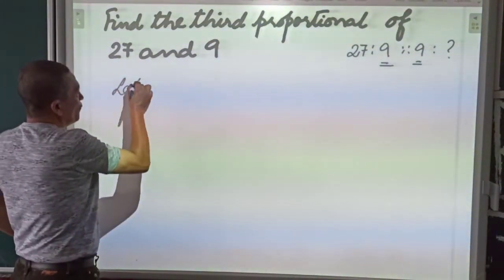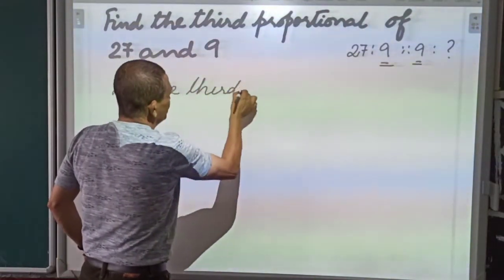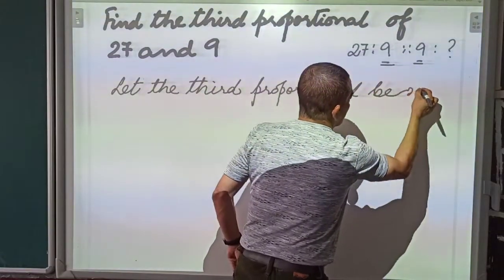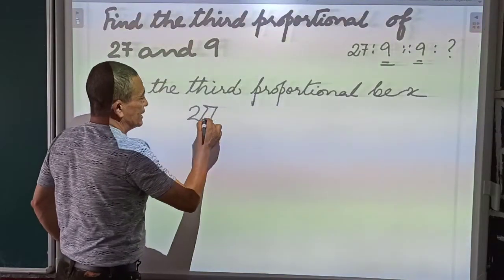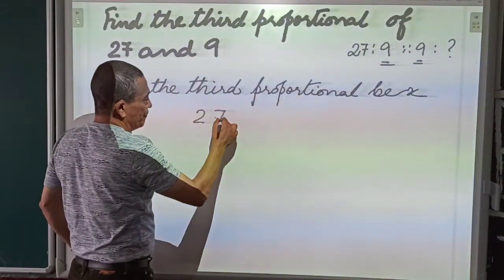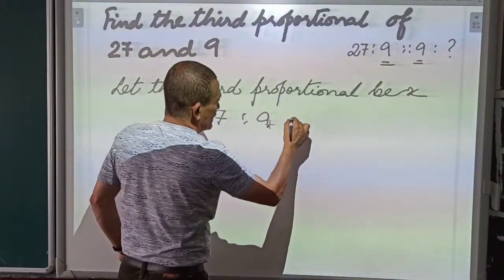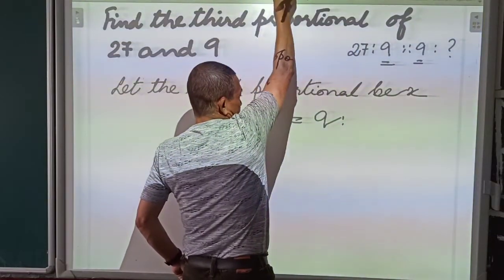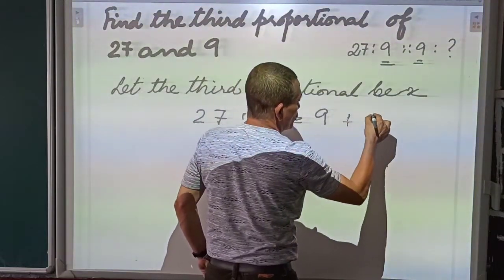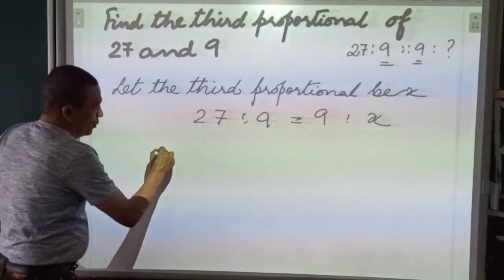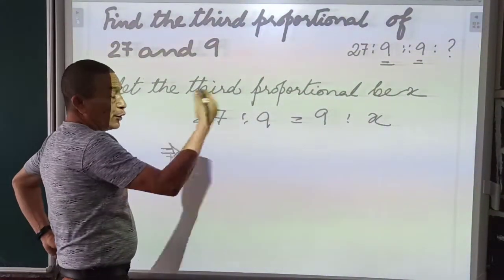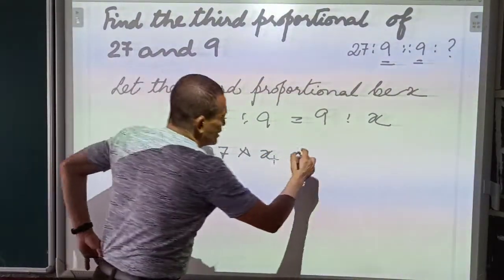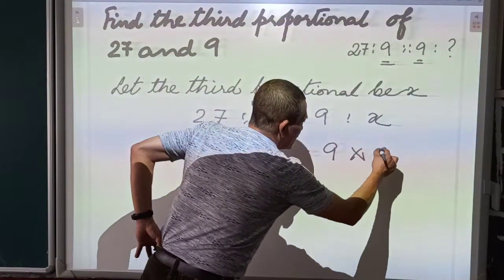So let the third proportional be x. So this time I can write it as 27 is to 9 is equal to 9 is to x. Okay, so product of the extremes, that is 27 multiplied by x is equal to 9 multiplied by 9.